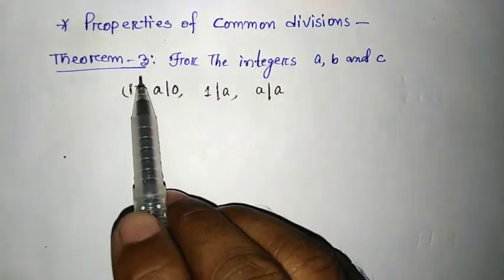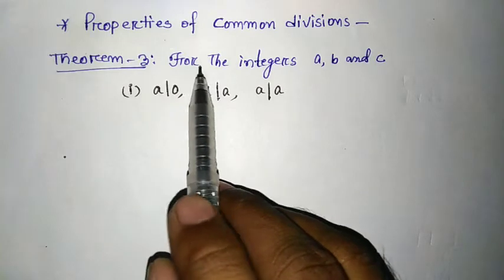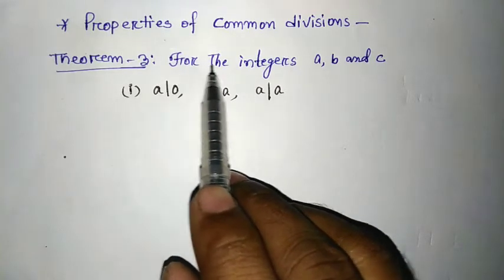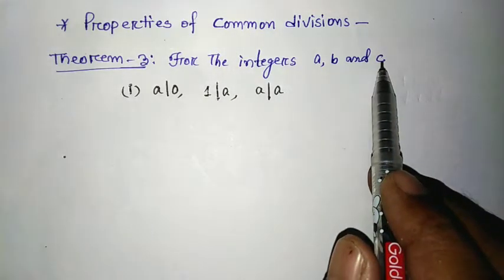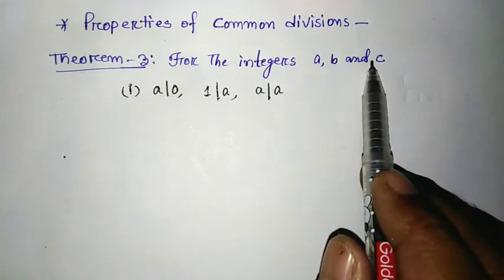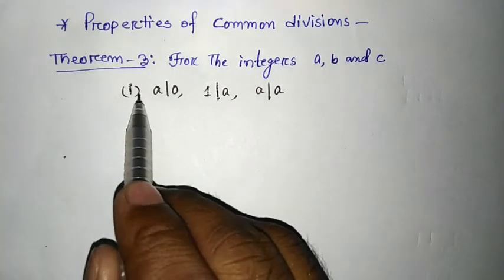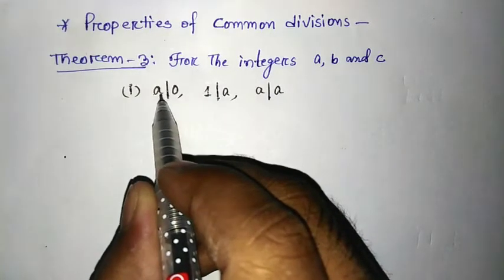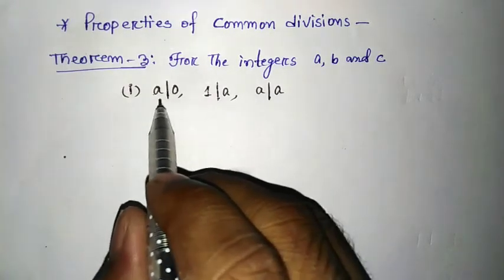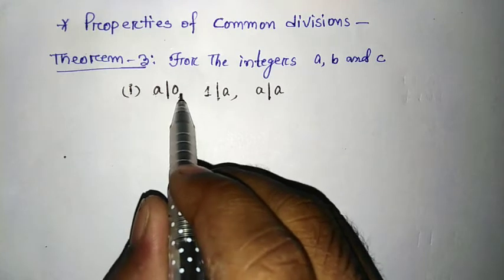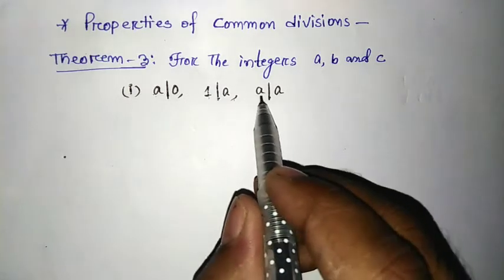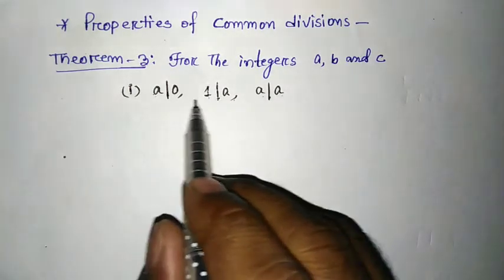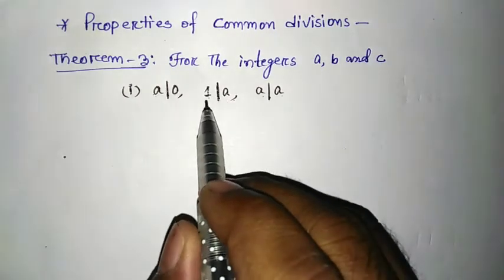This is theorem number 3 of your textbook. For the integers a, b and c, we have to prove that a divides 0. This is the division sign. It is read as a divides 0, 1 divides a, a divides a. In such a way, these things are read.